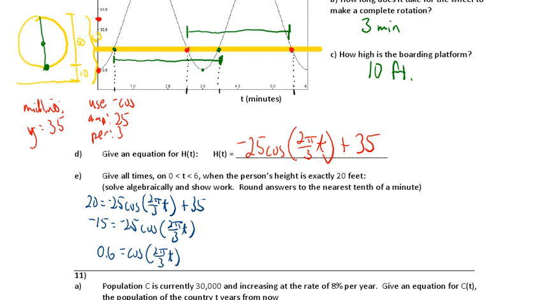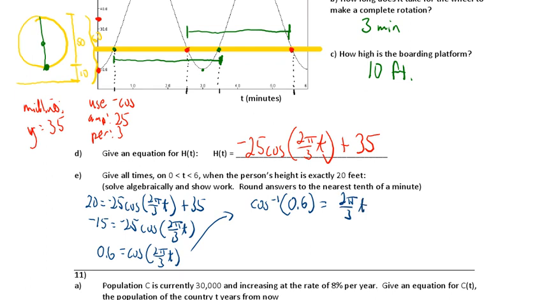All right, now I want to take the inverse cosine of both sides. So I'm going to get inverse cosine of 0.6 equals 2 pi over 3t. We want to divide by 2 pi over 3, which is the same as multiplying by 3 over 2 pi. And this is one that a lot of people get wrong on the calculator. What do you think a lot of people do wrong when they put this in the calculator?